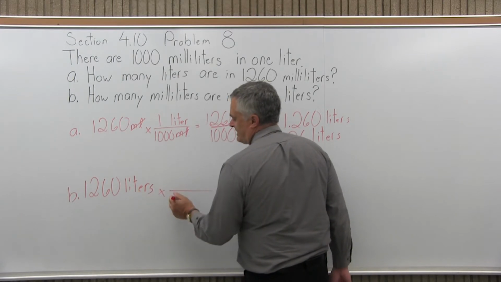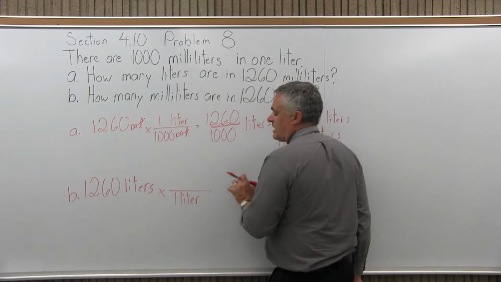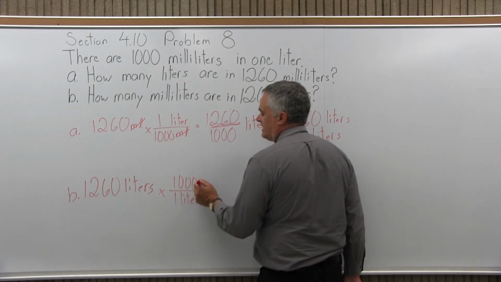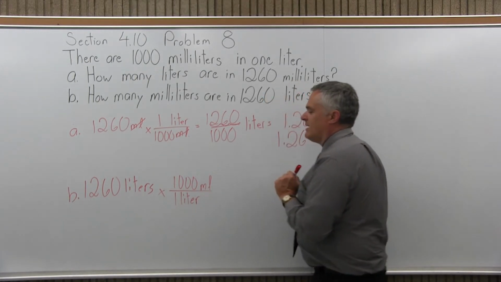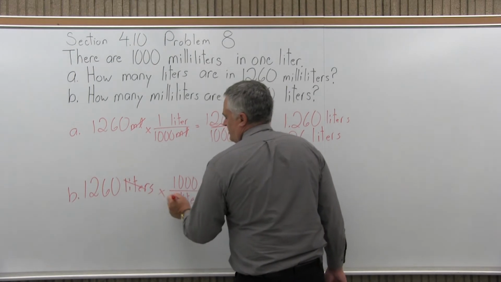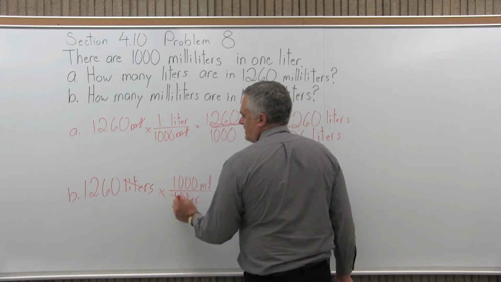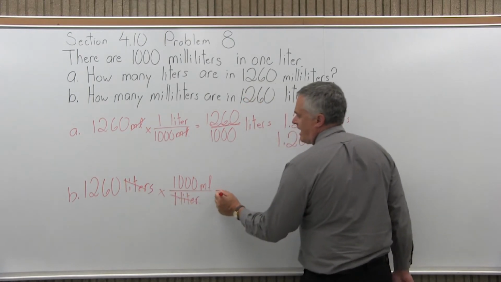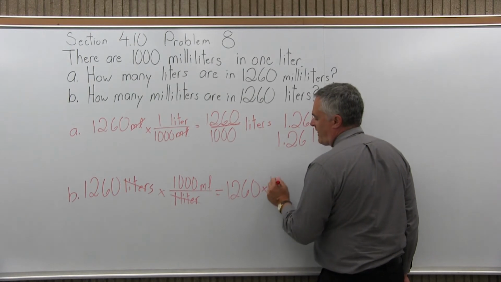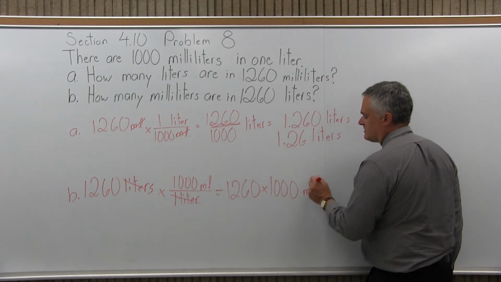So I want to cancel liters. So in the denominator, I put 1 liter. And I put the equivalent amount in milliliters in the numerator. That would be 1,000 milliliters, which again, I'll just abbreviate ml for milliliters. Now, as I multiply, liters in the numerator will cancel liters in the denominator. Shouldn't have canceled the 1 also, that's all right. And I'm going to have 1,260 times 1,000, and my units of measure will be milliliters.